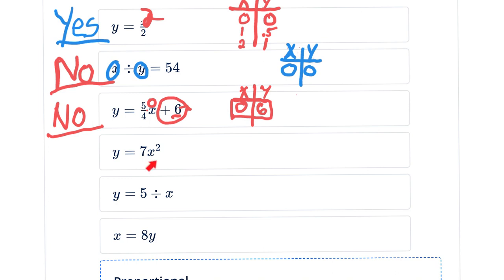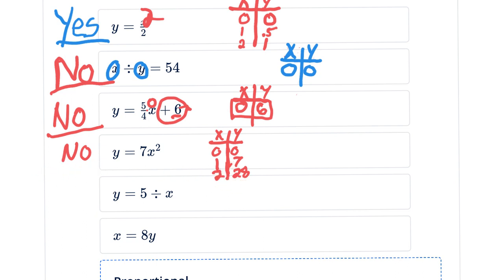Some of you are also like, oh, I also remember exponents will not work. Exponents will not work. So this is going to be a no also if x or y has an exponent. Just in case here, I did do a quick table, and the 0 does work, but 1 to the second power is 1. 1 times 7 is 7. 2 to the second power is 4. 4 times 7 is 28. And if I did the doubling rule, I double 1 to get 2. If I double 7, that is not 28.